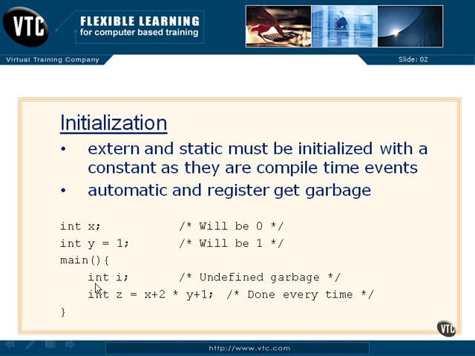Down in here, this is an automatic called i. Since we didn't initialize it, it will be undefined garbage because it is on the stack and we don't know what's right there at the top of the stack where this thing is going. And here we have another integer z, and we're allowed to do this. We can say (x + 2), which we know is 0 plus 2, so that'll be 2, times (y + 1), which is 1, and we'll also have another one added to it, so that's 2 times 2. So z has 4 in it, and this will be done as one of the first statements of main's execution.